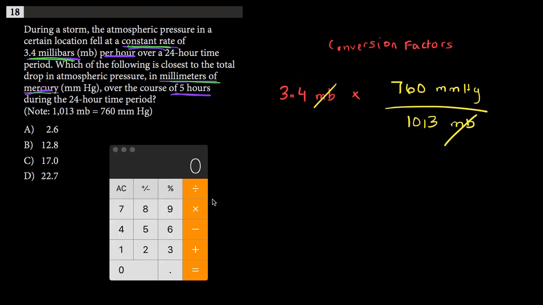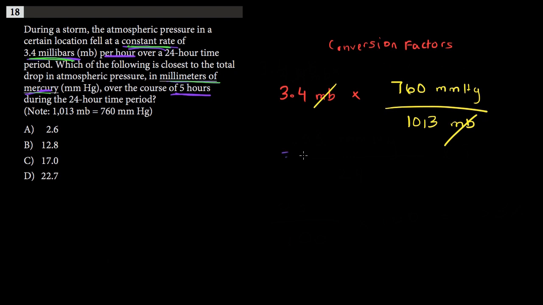And now if I plug this into the calculator, I should have my atmospheric pressure in millimeters of mercury. So it's going to be 3.4 times 760 divided by 1013. That's going to give me roughly 2.55 millimeters of mercury. Okay, but notice that this is the atmospheric pressure drop per hour over a 24-hour time period, and they're asking over the course of 5 hours.